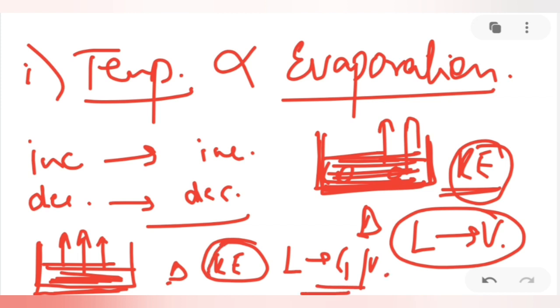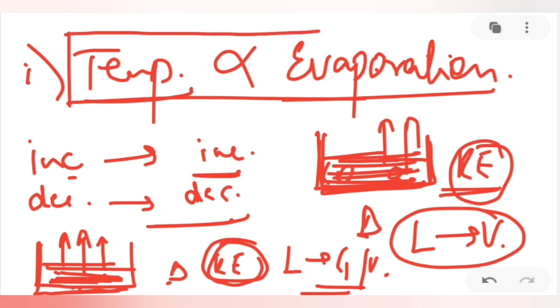So it means that on increasing the temperature, when the liquid is going up into the atmosphere, the evaporation is also increasing, and when you decrease the temperature, when you remove heat, the kinetic energy will slow down, so less water will go into the atmosphere. Hence the evaporation will also decrease. So we can conclude from here that temperature is directly proportional to evaporation.